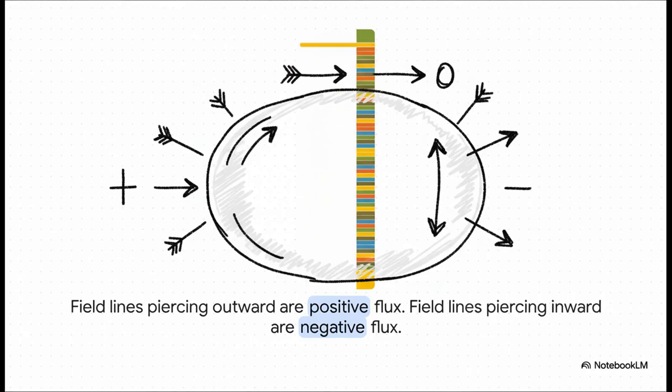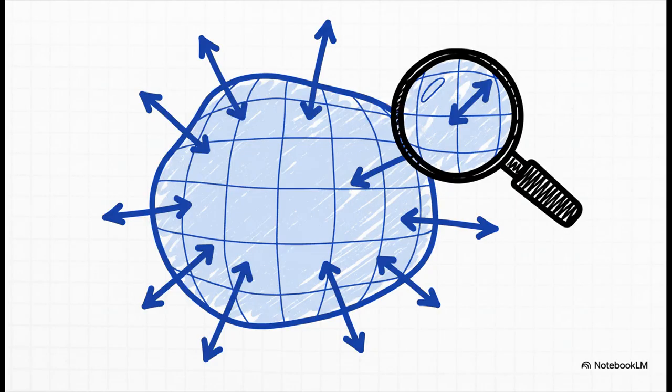And if a line just kind of skims the surface without going in or out, its contribution right there is zero. Now, to get the total flux for the entire closed bubble, we have to add up all those little contributions from every tiny patch of the surface. In calculus, we call this an integral, but really all we're doing is asking a simple question. On balance, are more field lines leaving the bubble than are entering it?